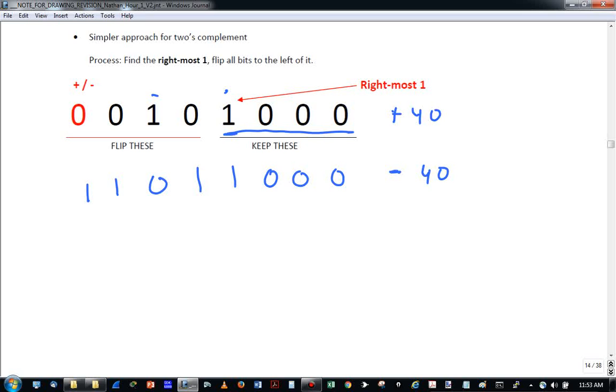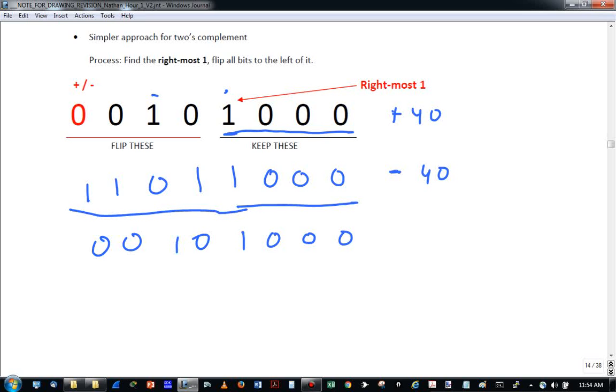If we do this again, you'll see that if we keep these 1, 0, 0, 0, and we flip these 0, 0, 1, 0, we will have done the same process but in reverse, and now we have the original number again. So we've gone from plus 40 to minus 40 to plus 40 again. So you can see that you can switch between these. Depending on what the start value is, you'll get the opposite.